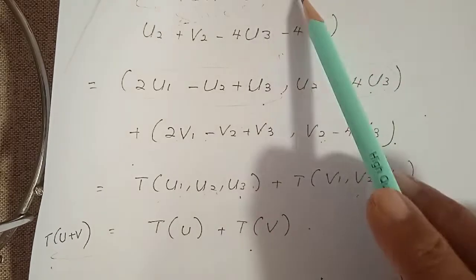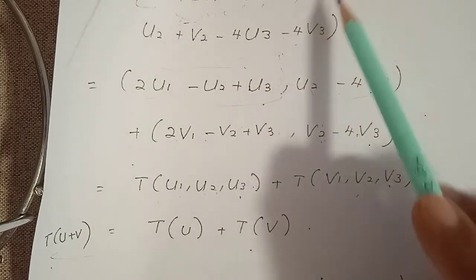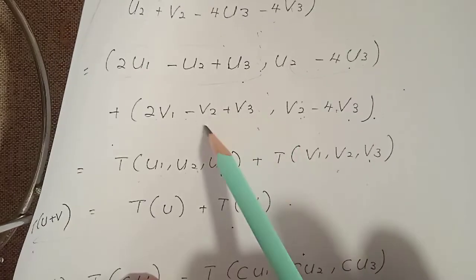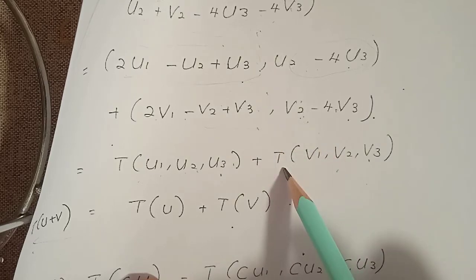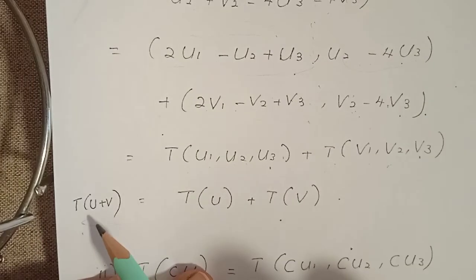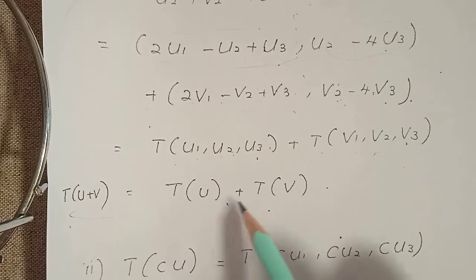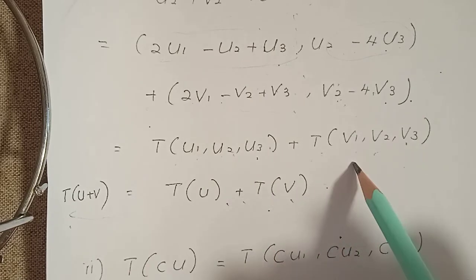And plus, we can split this one into TU and TV. From here you get this one, and this one can be simplified from the expression as T, V1, V2 and V3. Therefore, we have proved that T of U plus V is equal to TU plus TV. So the first criterion is met.